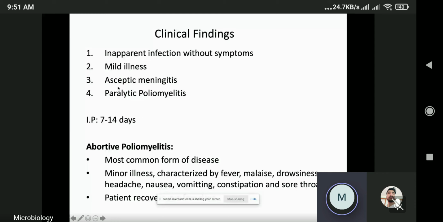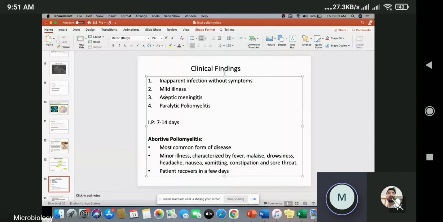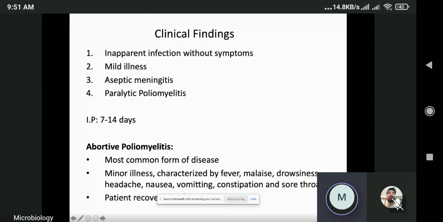Okay? That is aseptic meningitis and paralytic poliomyelitis. Aseptic meningitis means they multiply and inflame the meninges. Why are they called aseptic? Because the viruses are not easily identified in the CSF sample. They are not easily cultivable. That's why it is called aseptic meningitis, because it may lead to meningitis also. And finally, the paralysis of the affected organ. Okay, so that is poliomyelitis.